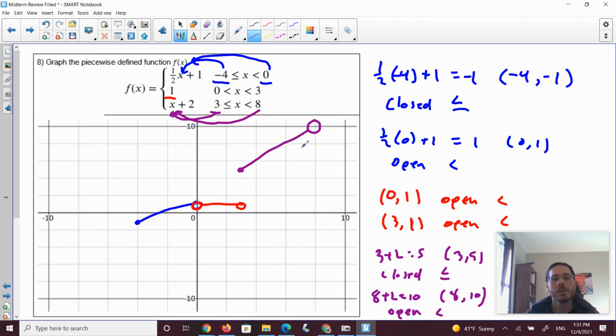And there we go. So we can see sometimes the pieces will actually connect. So that's kind of fun when it does connect. Sometimes they don't. Sometimes there's a jump discontinuity in there, and that's okay too. But that question's done. So we just wanted to graph each of the pieces.